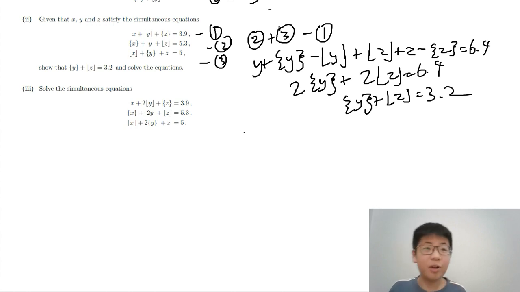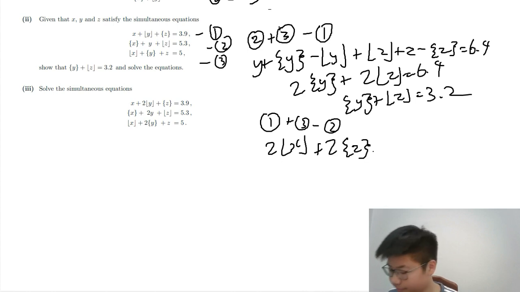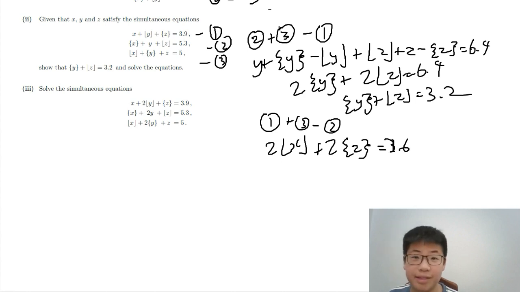So we are now going to remove y. How do we remove y? We had to do 1 plus 3 minus 2, based on the same logic. And so since we have 1 plus 3 minus 2, x minus fractional x being floor x, so 2 floor x. And since 1 plus 3 minus 2, you get z minus floor z equals fractional z. And then we get 2 fractional z being 3.6. And so floor x plus fractional z equals 1.8.